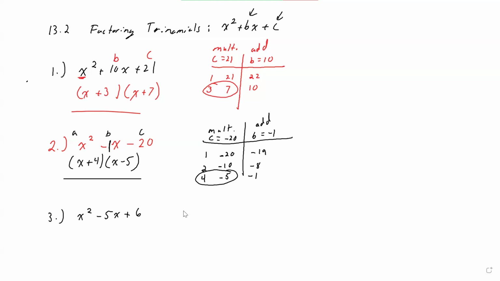It doesn't have to necessarily be the biggest number. It's just that this is always the C and this is always the B. What multiplies to 6? Very good. And I want these two factors that come up for 6 to add to a negative 5.